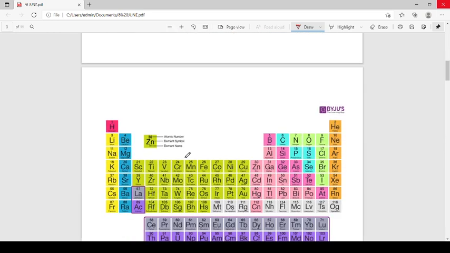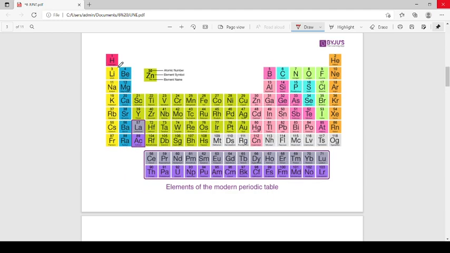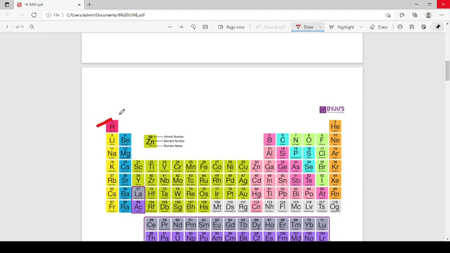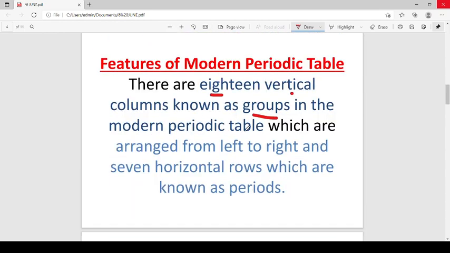Okay, you have seen this. I showed you this in my last video. We will be studying it in detail. These are the elements placed in the periodic table in tabular form. There are a total of 18 vertical columns, known as the groups in the modern periodic table. You can see over here, these are the 18 columns, 1, 2, 3, and all together they are known as groups, and they are arranged from left to right.